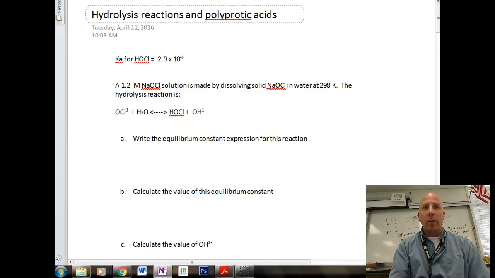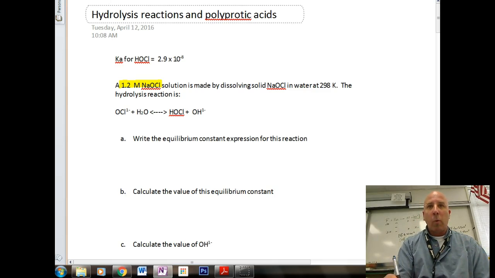We're going to talk today about hydrolysis reactions as well as what happens when we have a hydrolysis reaction involving a polyprotic acid. So what we're going to do is start off here with a problem, and we're going to work it through here. And we have a sodium hypochlorite solution, NaOCl, 1.2 molar, made by dissolving some of this in water at 25 degrees Celsius or 298 K. They have given us our hydrolysis reaction.